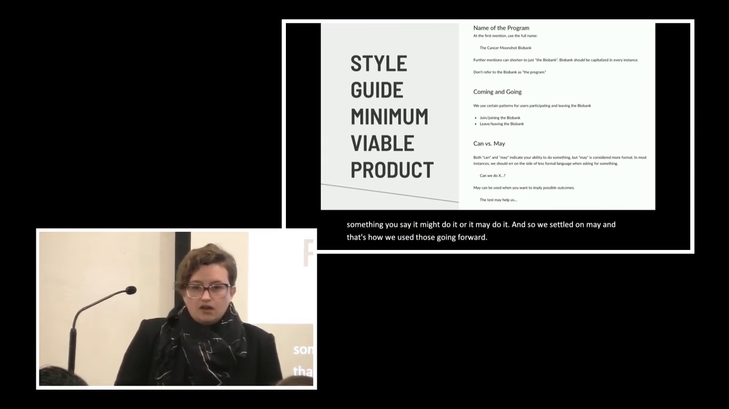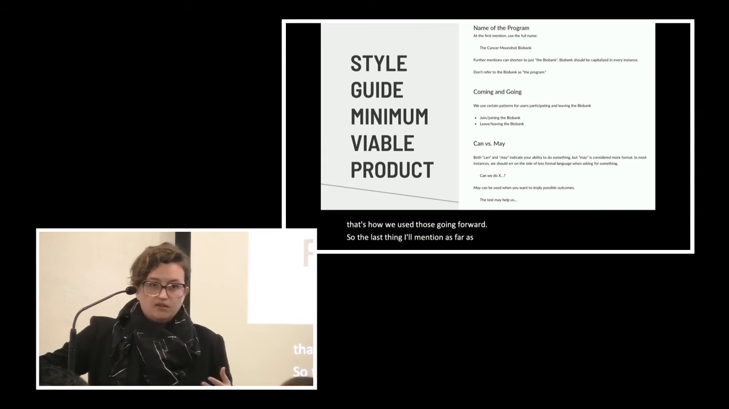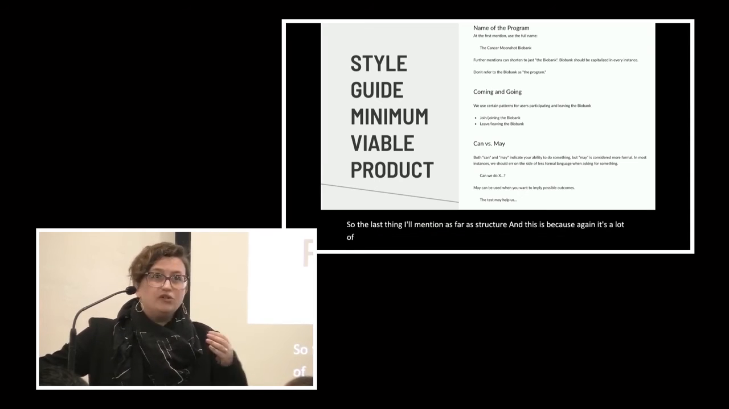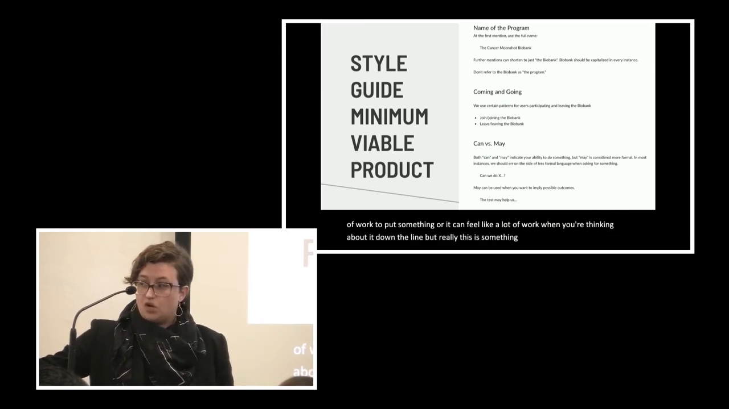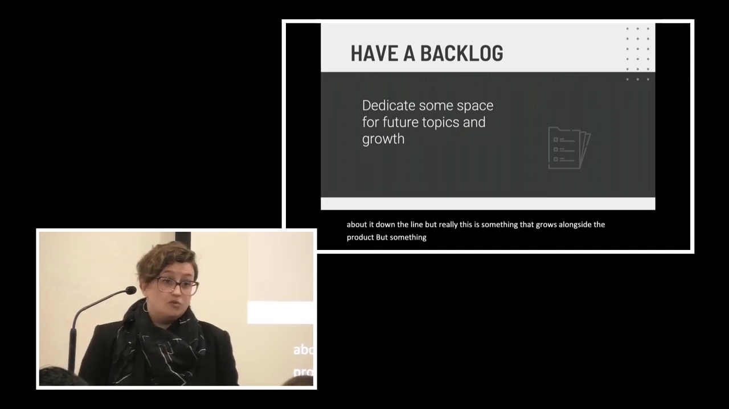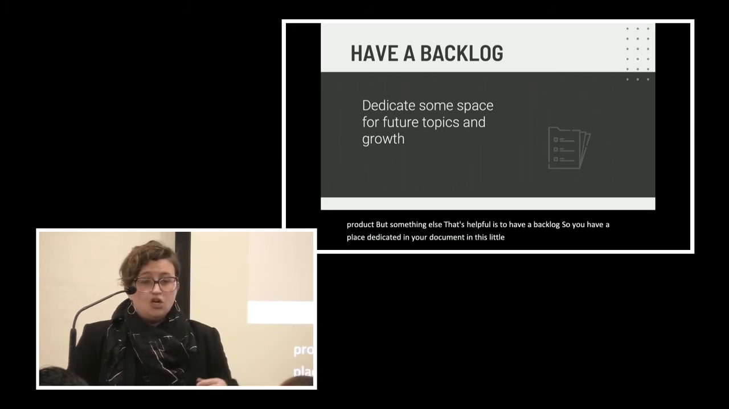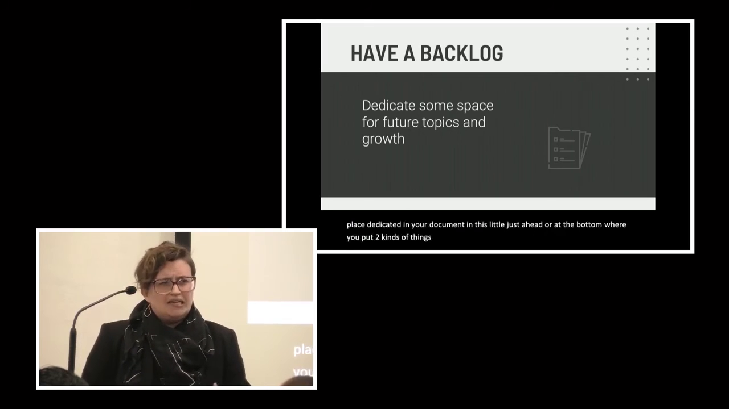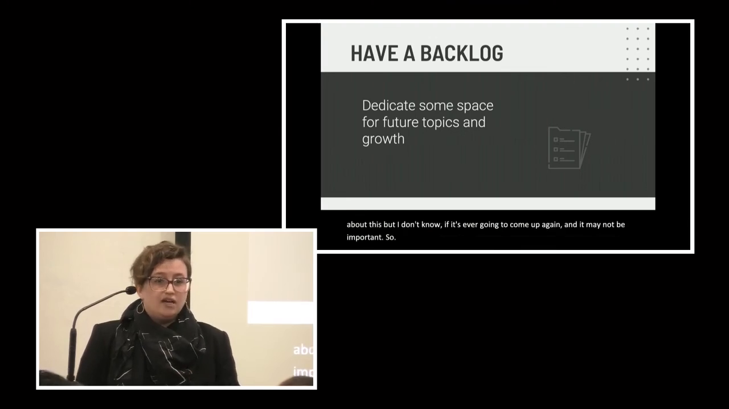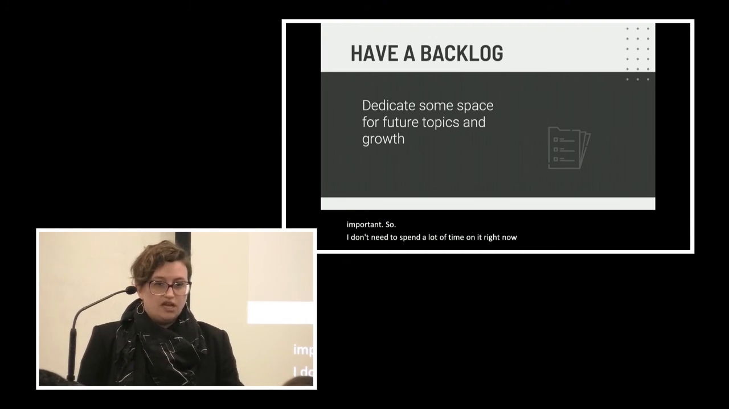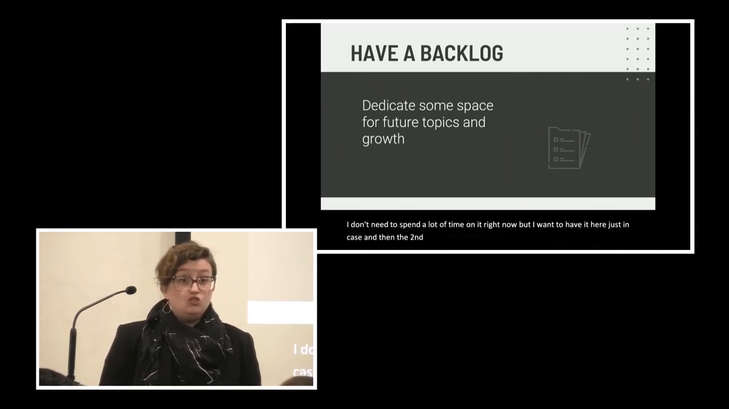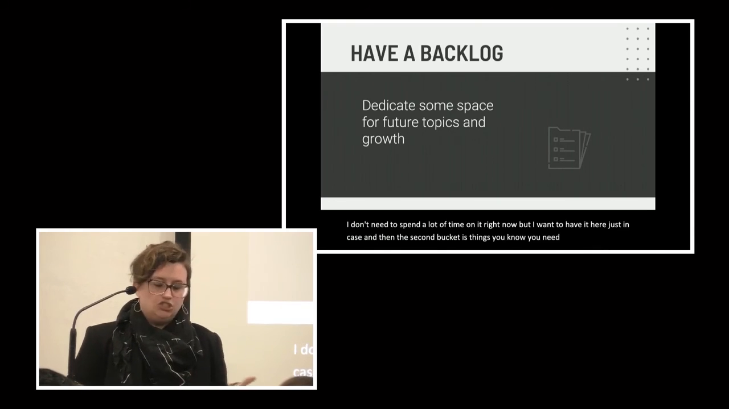So the last thing I'll mention as far as structure, and this is because, again, it can feel like a lot of work when you're thinking about it down the line, but really this is something that grows alongside the product. But something else that's helpful is to have a backlog. So you have a place dedicated in your document, and it's literally just a header at the bottom, where you put two kinds of things. One is the ones where it's like, we had a conversation about this, but I don't know if it's ever going to come up again, and it may not be important, so I don't need to spend a lot of time on it right now, but I want to have it here just in case. And then the second bucket is things you know you need to deal with, but just don't have time for.